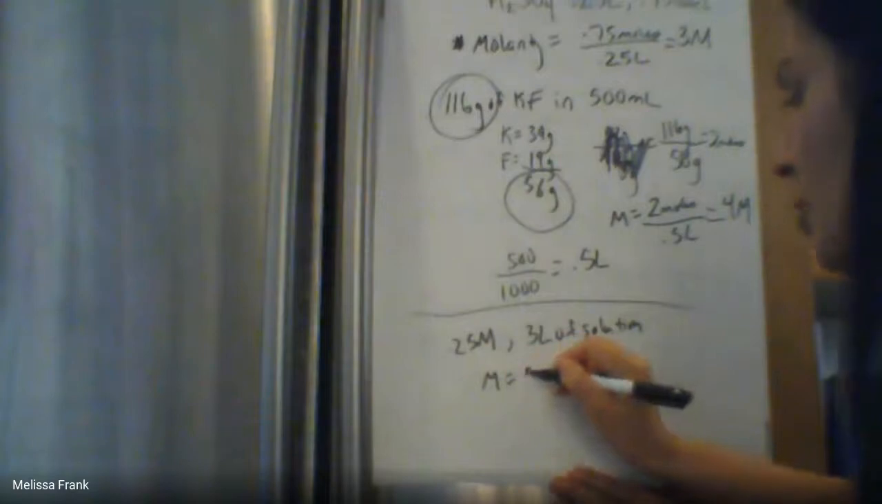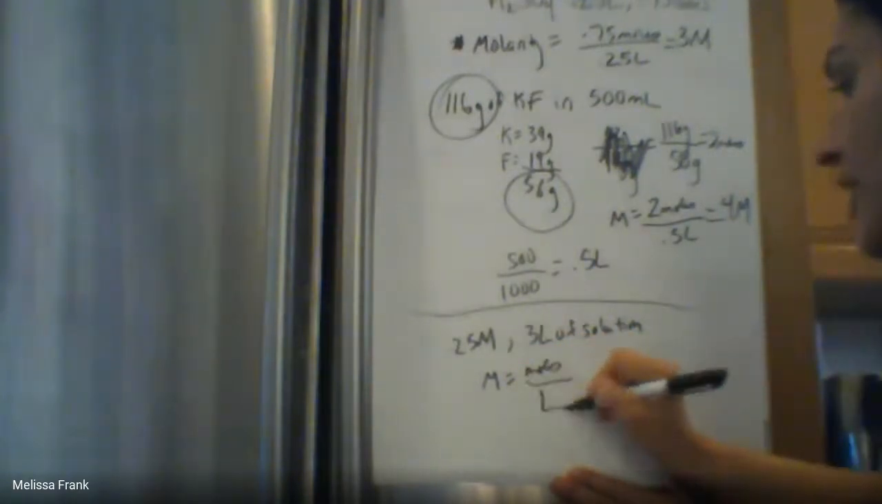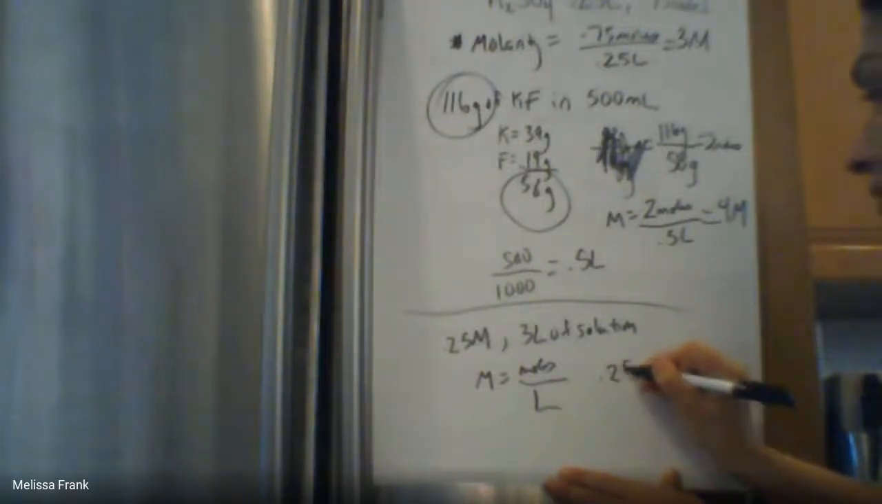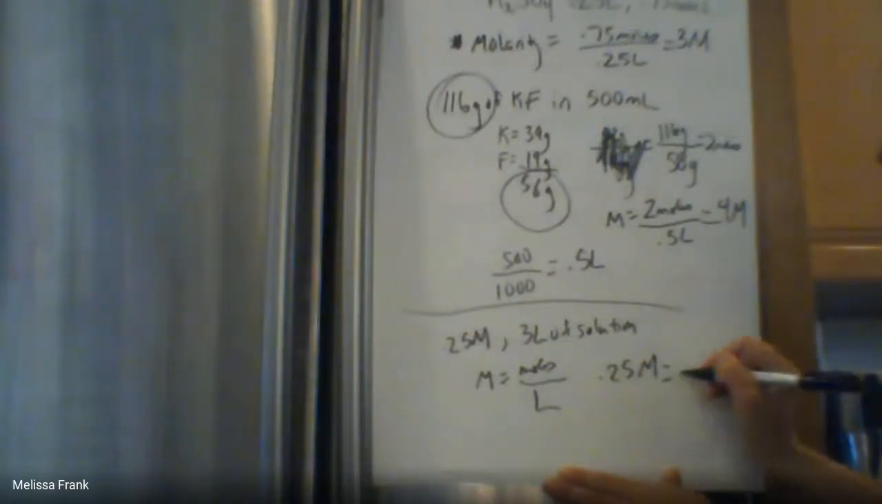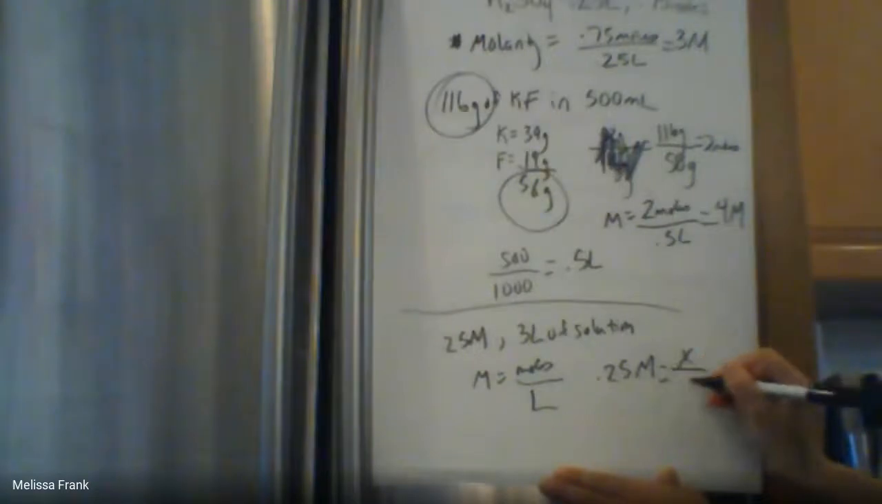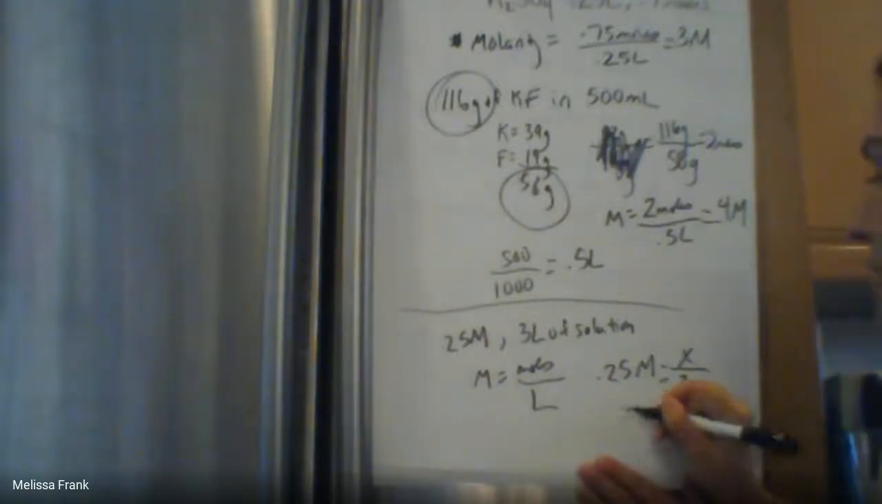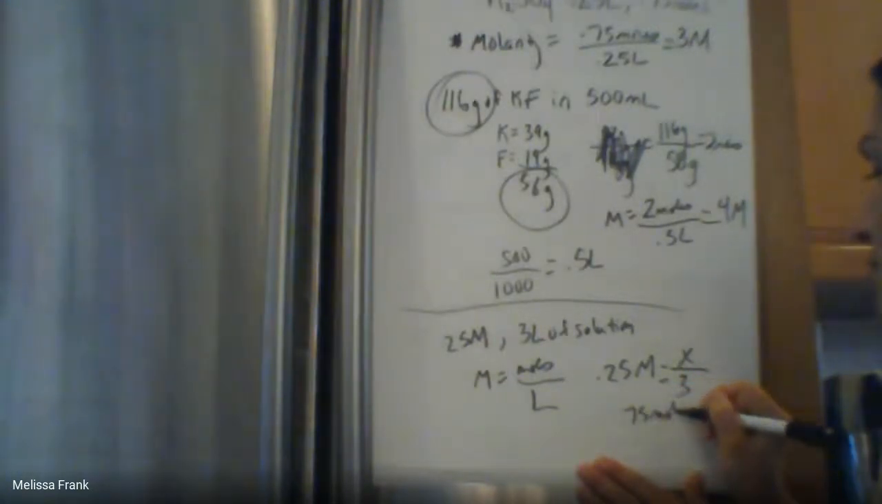Same formula. Molarity equals moles over liters. But now we know the molarity. So 0.25 molar equals number of moles over 3. And you would cross multiply here, and you would do 3 times 0.25. And that would give you 0.75 moles.